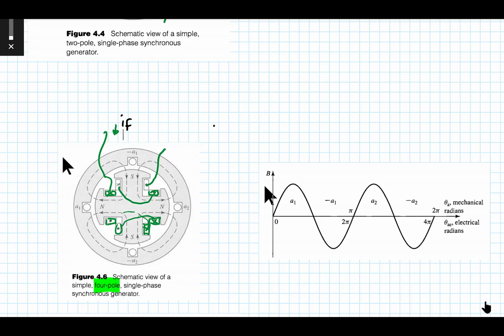So this is a 4-pole machine. The result is that you've got a north and a south, a north and a south. So the flux density distribution, there's one of your norths right there. And again, it's shaped to be as close to sinusoidal as possible. There's a south, a north, and a south. And that is your 4-pole machine.